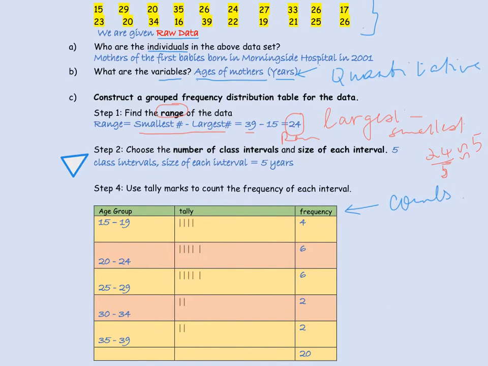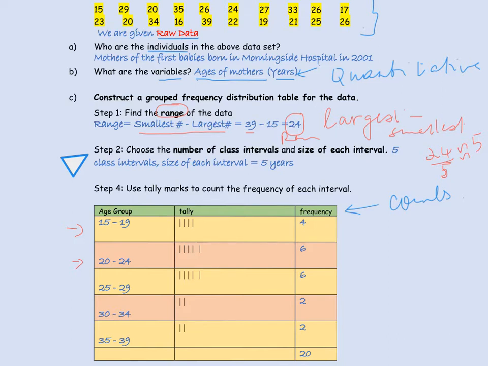So what we've first done is divided the entire data set into about 5 age groups. The first one is 15 to 19. The second is 20 to 24, and so on. So we have 5 bins. For a data set about this size, 5 or 6 bins should be good enough.